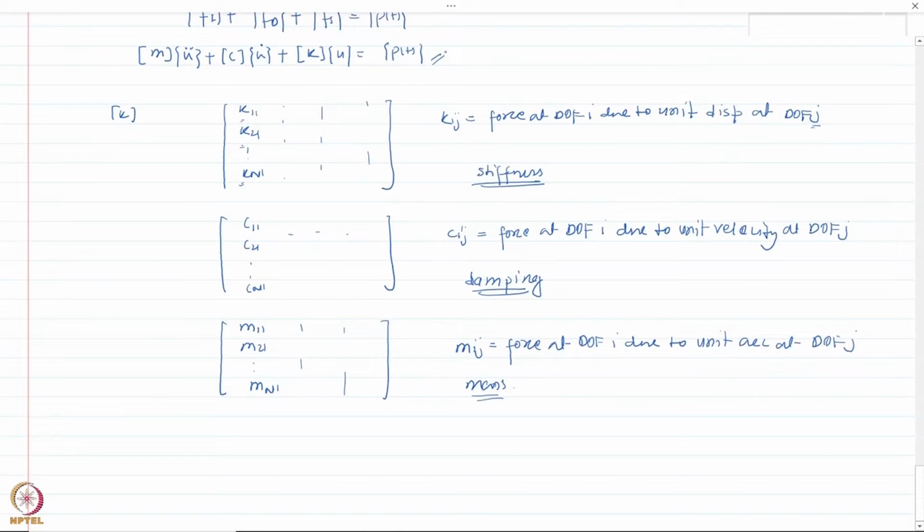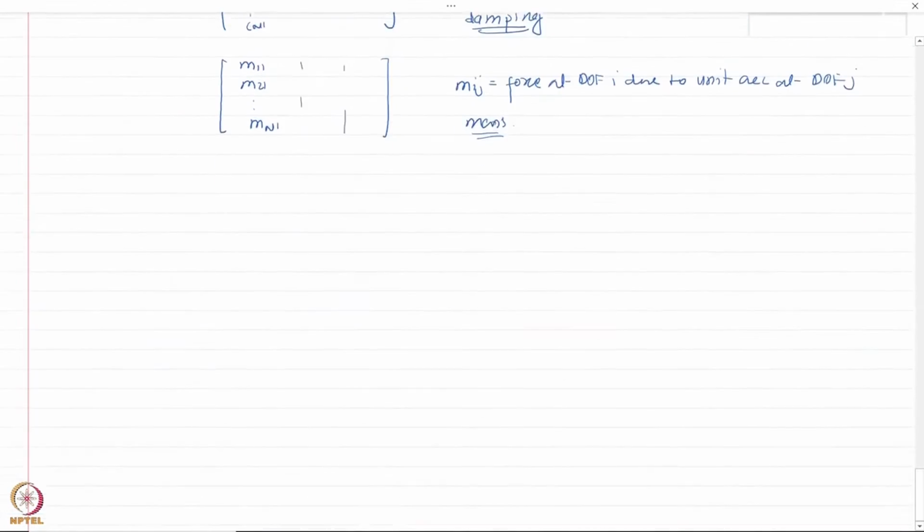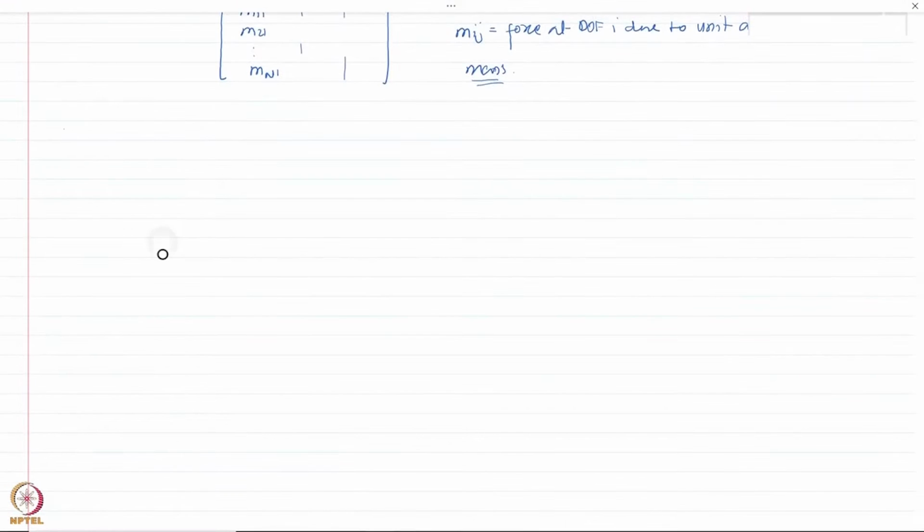Okay, so in today's class, what we are going to do is employ both these methods, the direct equilibrium method and the influence coefficient method, to find out the equation of motion of different types of systems. Okay, so let us do the first example. In the first example, I'm going to consider the same example that we did last class.